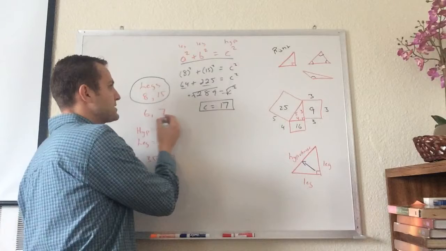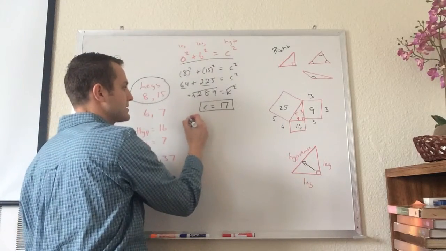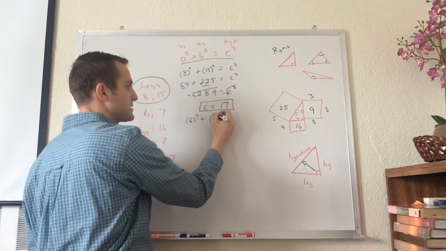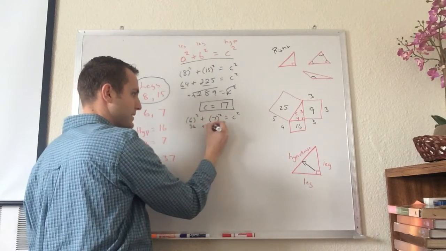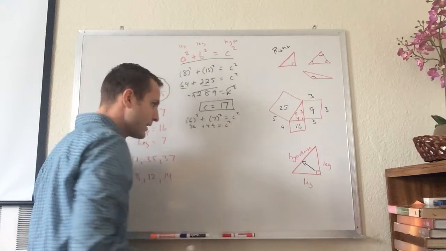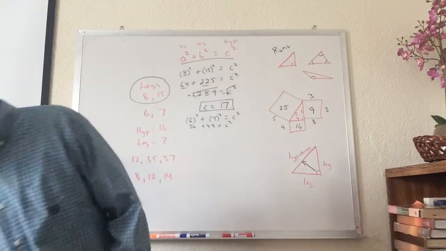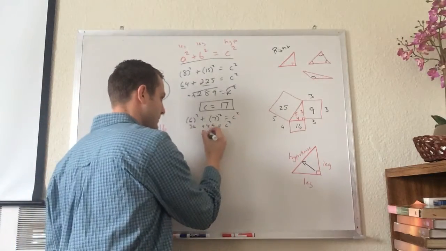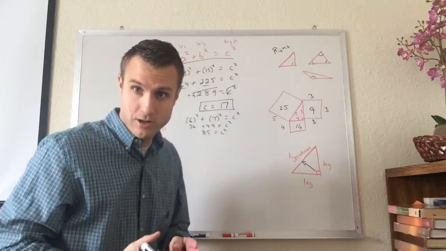Let's take another example, 6 and 7. These are both legs. So again, I'm going to square 6. I'm going to square 7 to get my hypotenuse. So I have 36 plus 49. I add those two numbers together, and I get 85. But remember, 85 is not your answer.